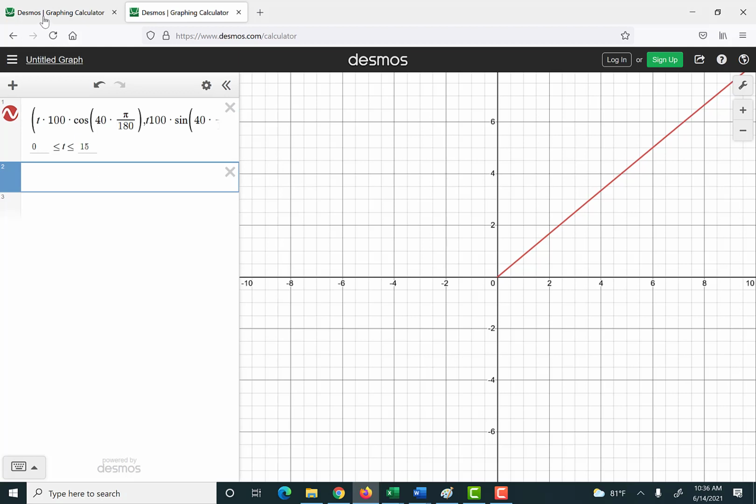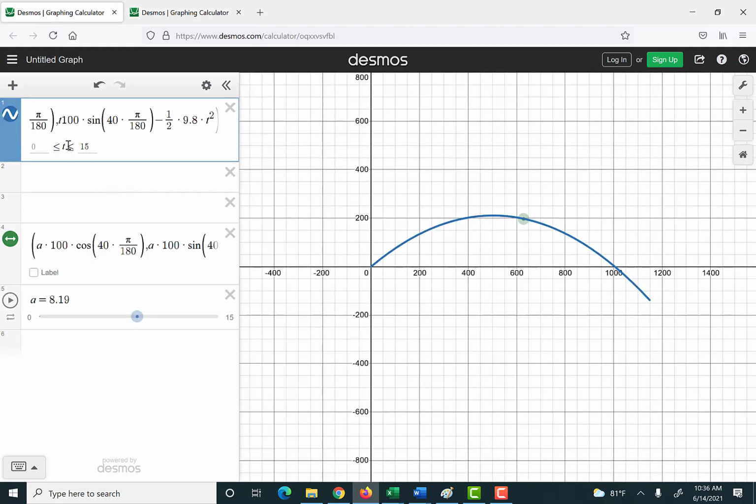And now I'm going to add on another piece. I'm going to add on a slider bar, and I've done that here in Desmos. You don't have to do that. But what that allows you to do is set the value for A, which is time. When I click play, notice that as that time changes, I can see what's happening to the motion of my rocket.